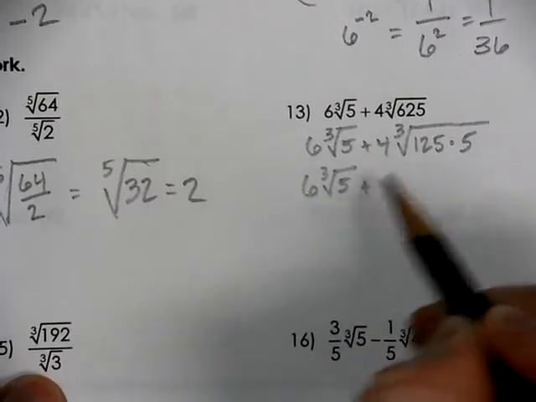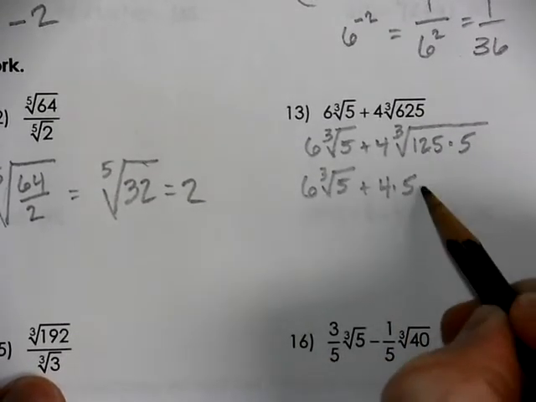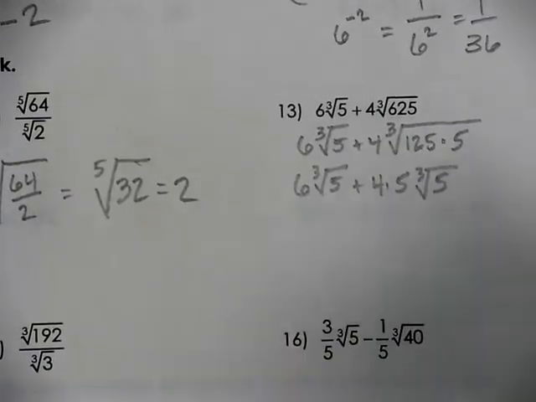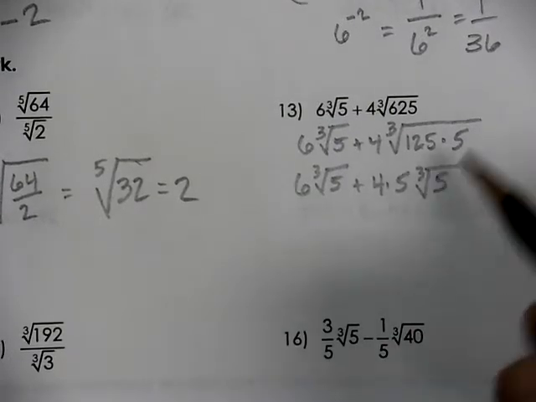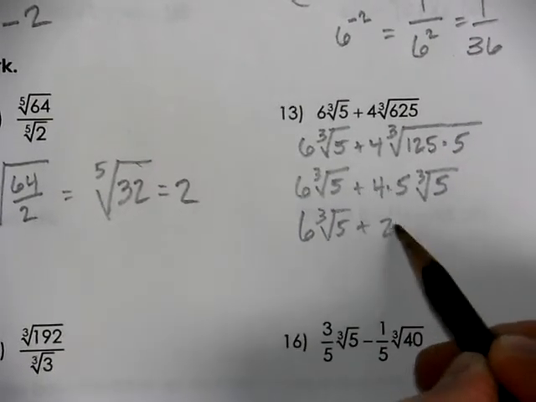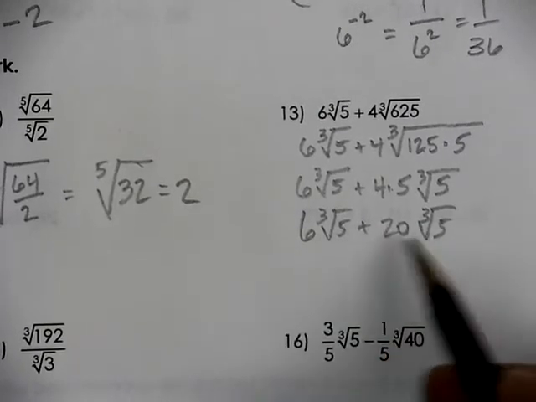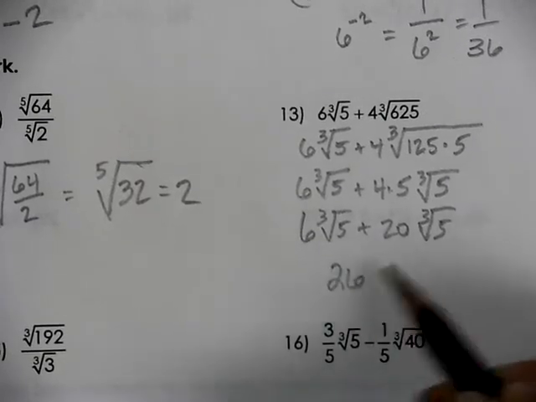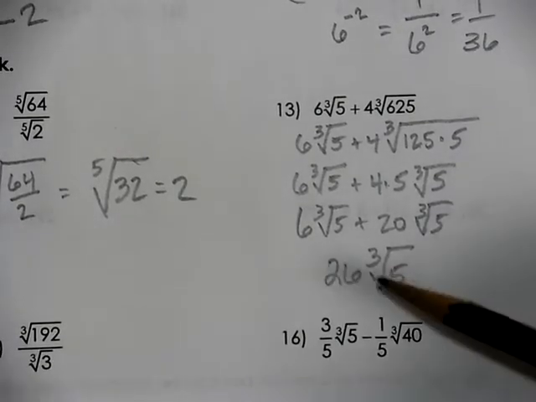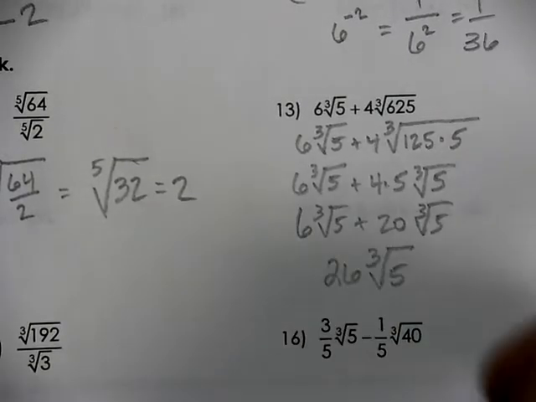So nothing I can do here. The cube root of 125 is 5. That's why we chose it. You still have the 5 that's on the inside. So this is 6 cube root of 5 plus 4 times 5, which is 20, cube root of 5. So now we're adding like terms. So 6 and 20 is 26, cube root of 5.